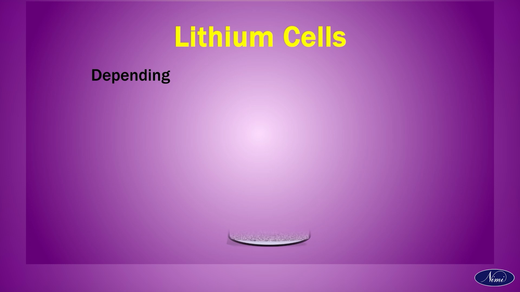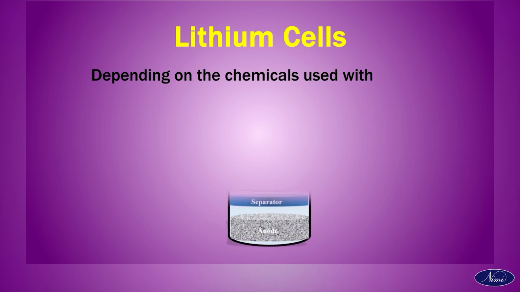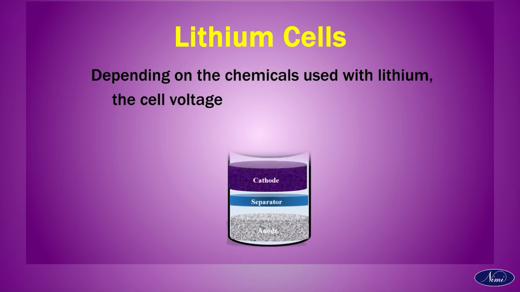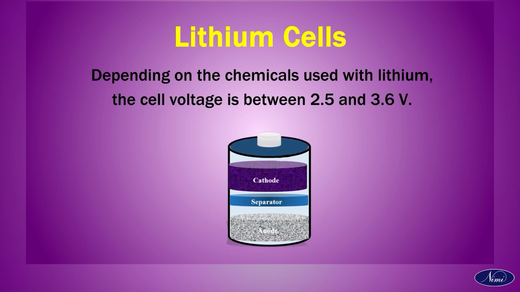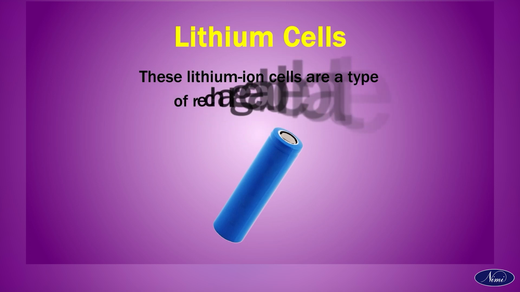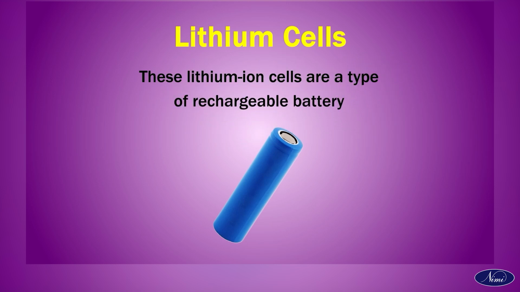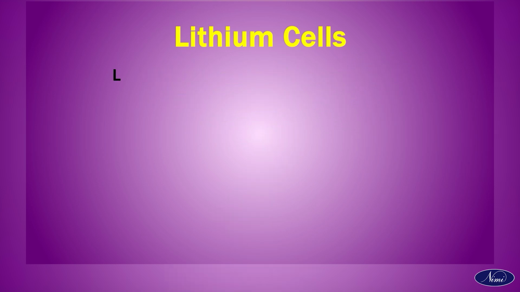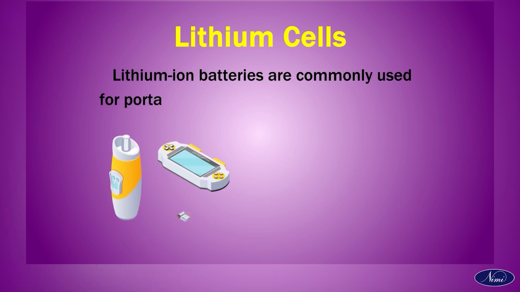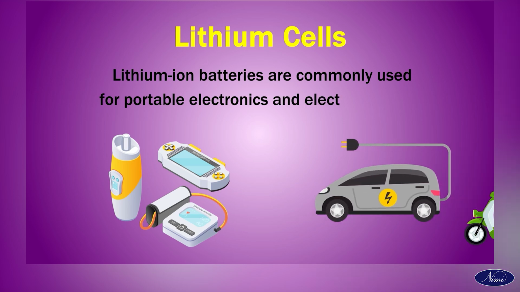Configurations. Depending on the chemicals used with lithium, the cell voltage is between 2.5 and 3.6 volts. These lithium-ion cells are a type of rechargeable battery. Lithium-ion batteries are commonly used for portable electronics and electric vehicles.